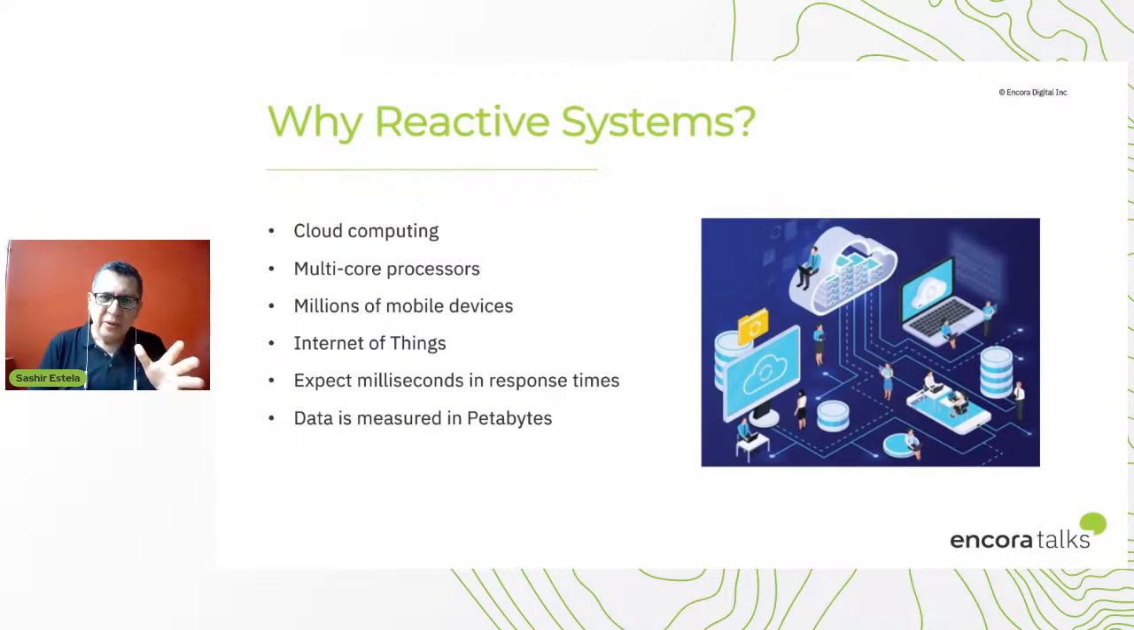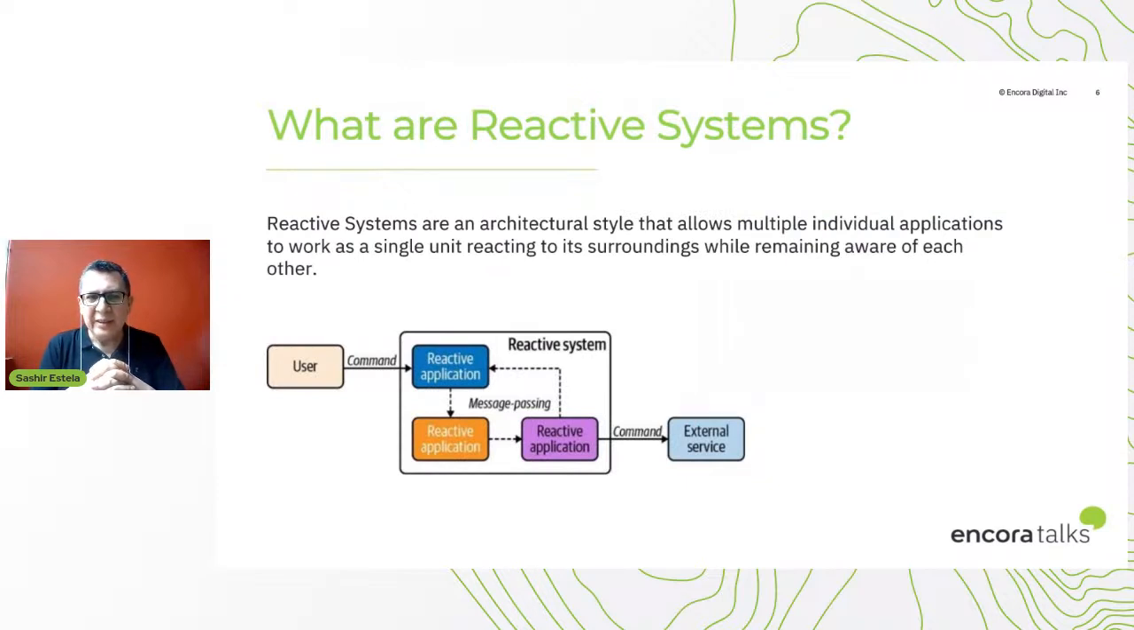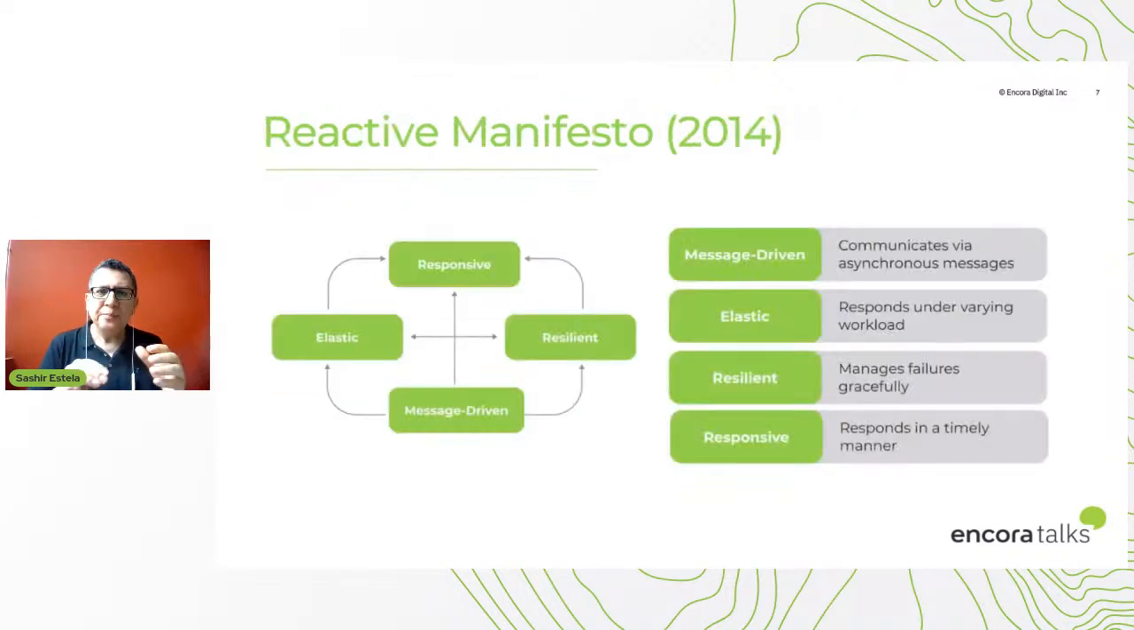As a response to this challenging context, we have reactive systems. What are reactive systems? Reactive systems are an architectural style that allows multiple applications to communicate with each other, sending messages between them. In the graphic you can see many reactive applications working as a unit and reacting to external events, producing some information to an external service. This is the big picture of reactive systems.